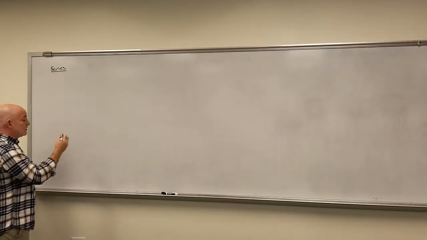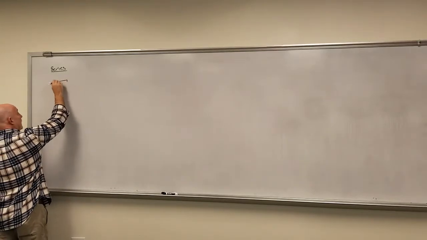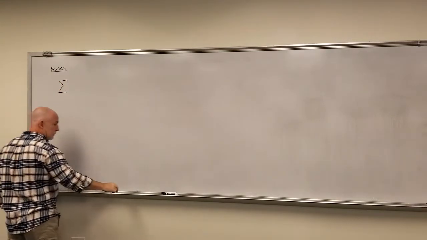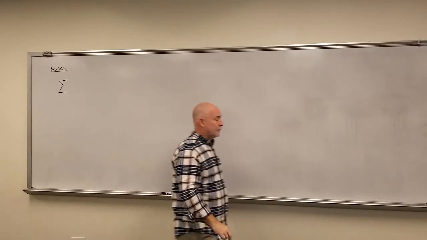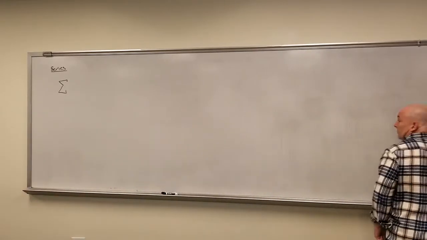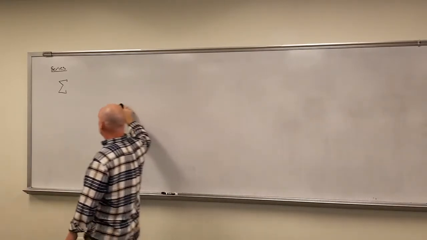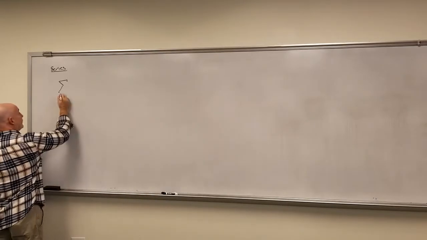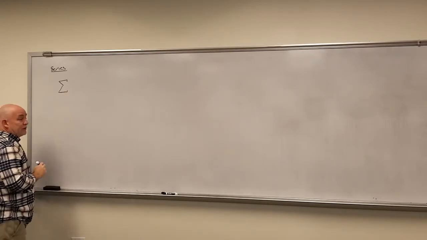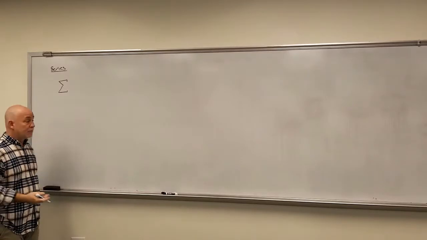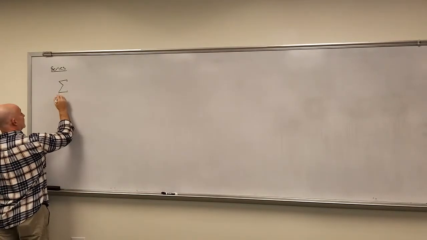Now, the notation that we use is a capital sigma. Hopefully, you've seen this in the past. Our capital sigma is really just a Greek capital S for sum. Now it has a bottom index and a top index.